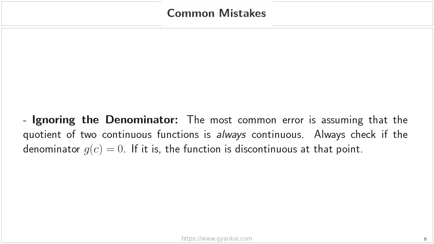First, let's talk about ignoring the denominator. The most frequent error I see is the assumption that the quotient of two continuous functions is always continuous. As we discussed in the fundamental operations and the sensor analogy, this is not the case. You must always verify whether g of c equals 0. If the denominator evaluates to 0 at that specific point, the function is discontinuous there, regardless of the continuity of the numerator.